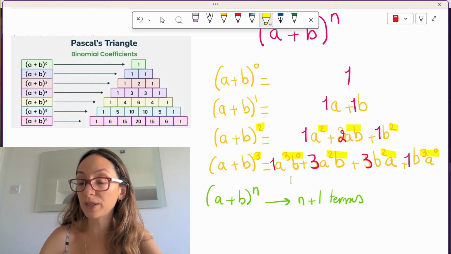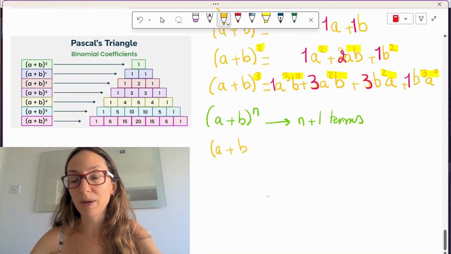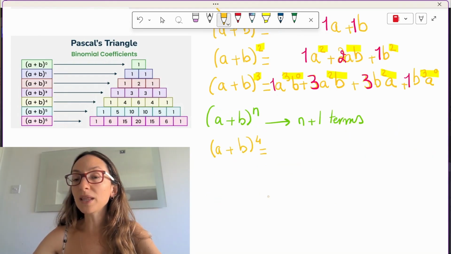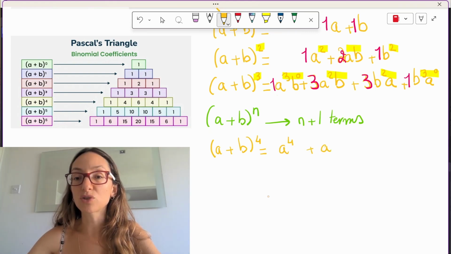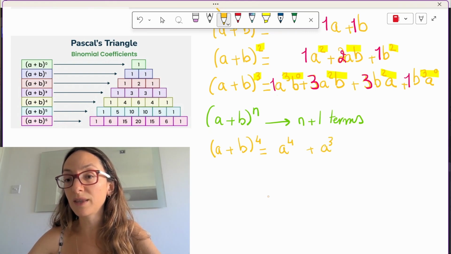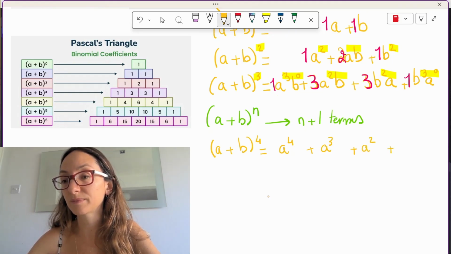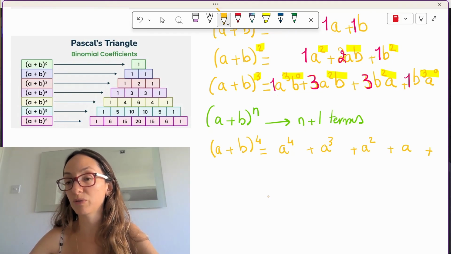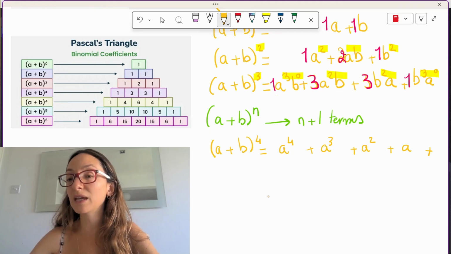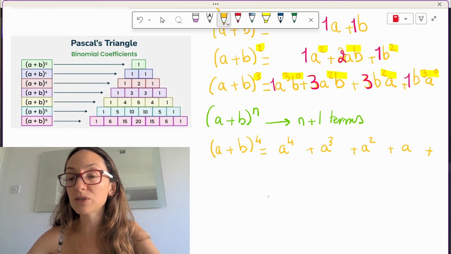So if we take a plus b to the power of 4, for example, what I like to do is first start with the powers of a. So starting from a to the power of 4 and then decreasing it by 1 each time. So you see, I've left some spaces here because, as we saw earlier, every term is made up of 3 components. So we've just filled the a part of it. And now we start filling the b.